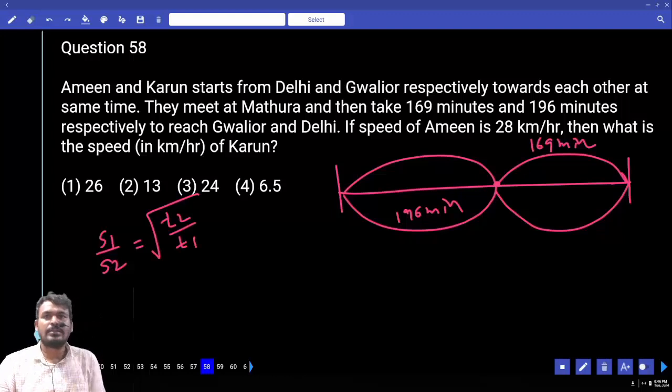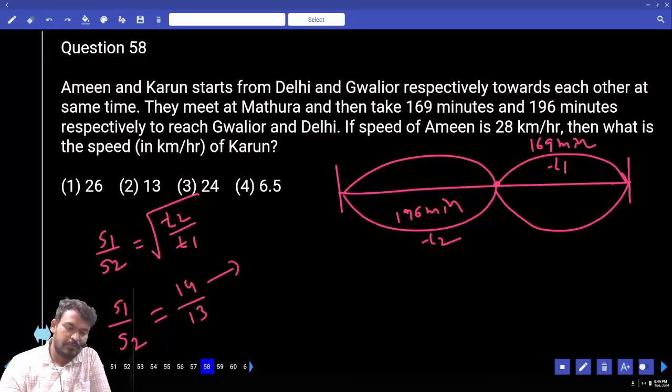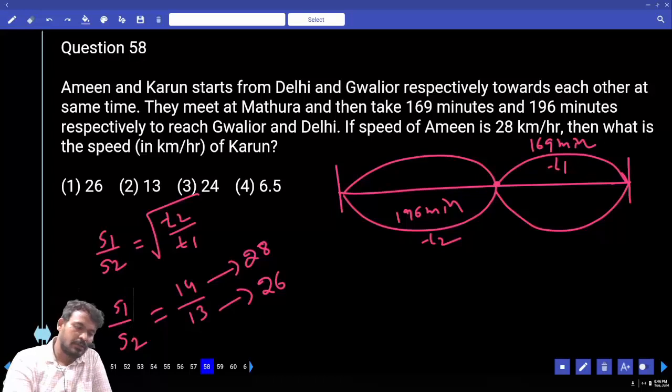What is the meeting concept? After meeting, one reaches the destination in T1 and the other in T2 minutes. S1 by S2 equals the square root of T2 by T1, which is 14 by 13. What is the value of 14 parts? 28. What is the value of 13 parts? 26.